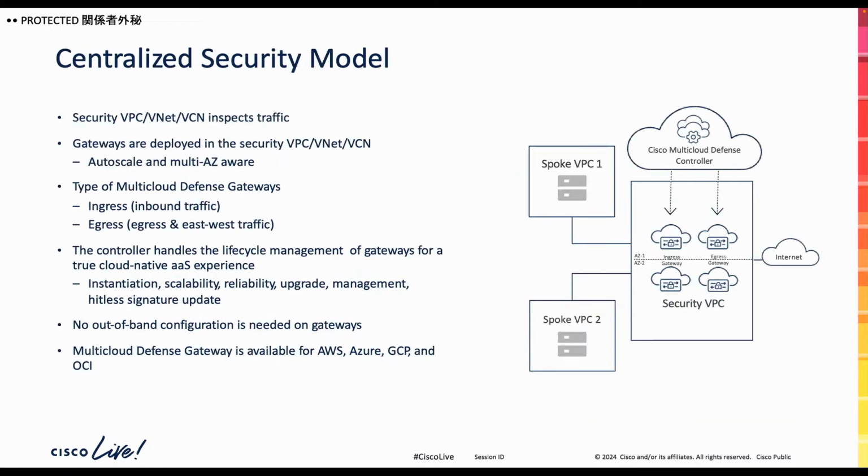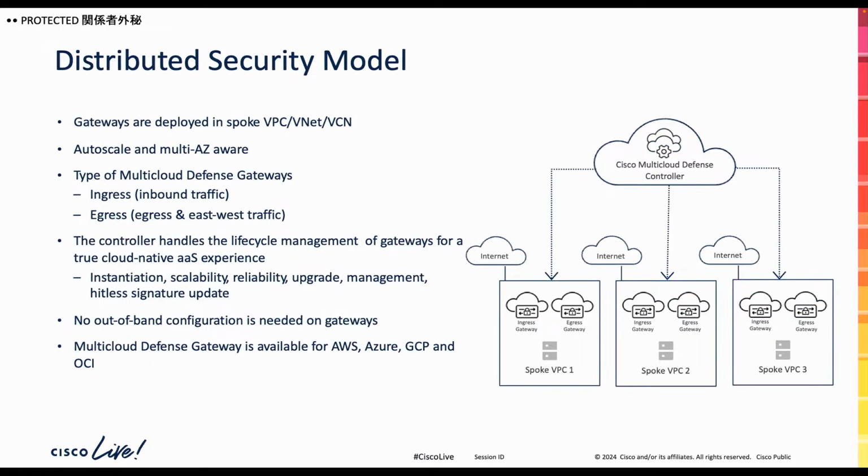OK. So centralized security model. I'll share the slides later. But the idea is you create one base security VPC. If you've got different branches, transit sites, everybody comes in over an IPsec tunnel, connects to this centralized VPC, right? That's where your gateways are deployed.